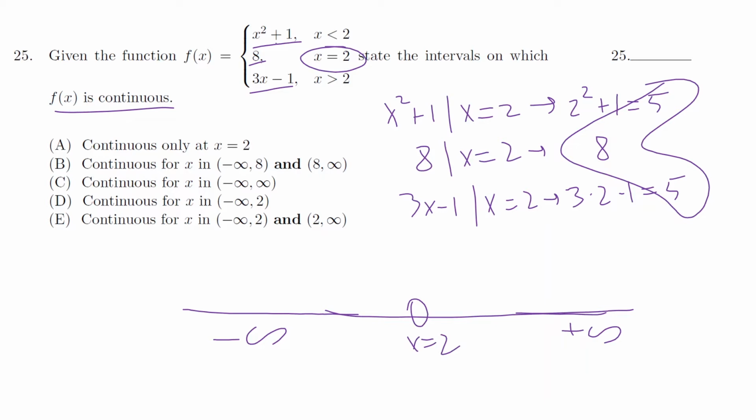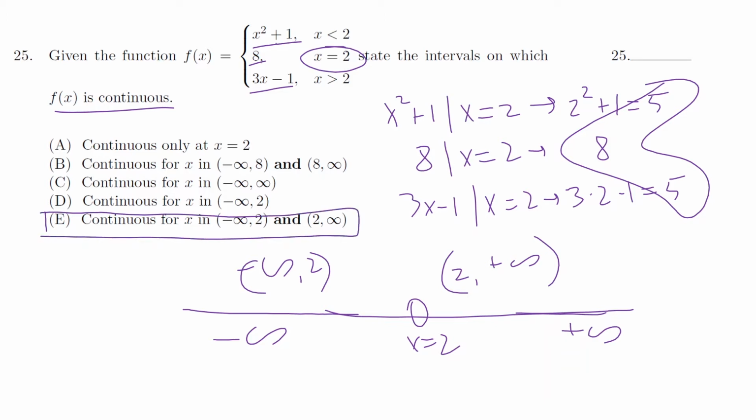Therefore, the function is continuous between negative infinity and 2 and 2 and positive infinity. And the answer to this amazing question is E. Very good. Very, very, very good.